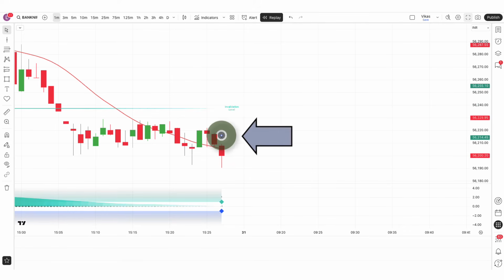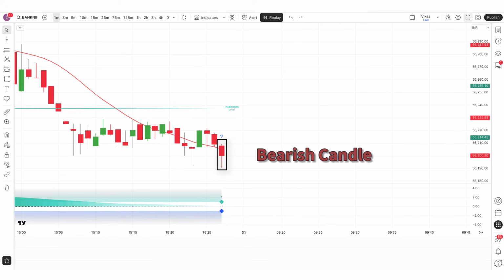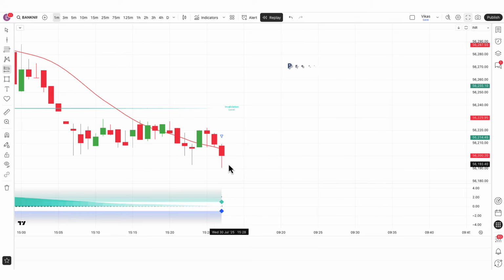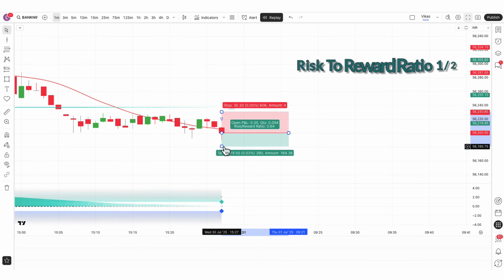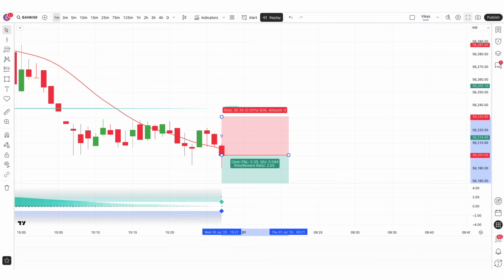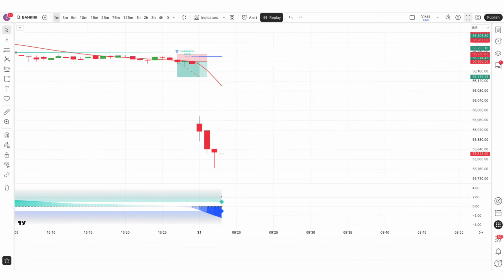Here the linear regression indicator gives us a sell signal. Here the kernel switch indicator is a red line. Here the linear regression oscillator shows a bearish reversion cross signal. Here the market has made a bearish candle to give confirmation. So all our conditions are being fulfilled, so we are placing an order to sell. Our stop loss is to be placed at the previous high of the market. And the risk to reward ratio will be 1:2. The market has completely hit the target. Let's find the next trade.